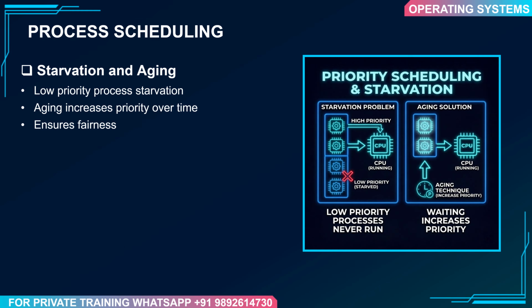However, priority scheduling must be handled carefully. If high priority processes always run, low priority ones may never get a chance. This situation is called starvation. Operating systems use techniques like aging to slowly increase the priority of waiting processes to prevent this.